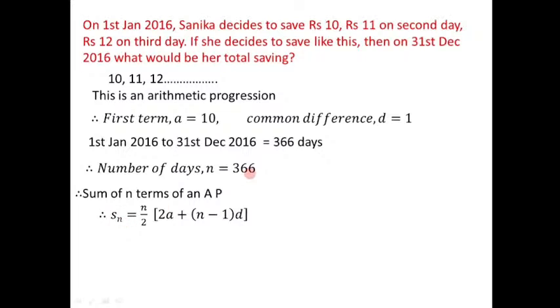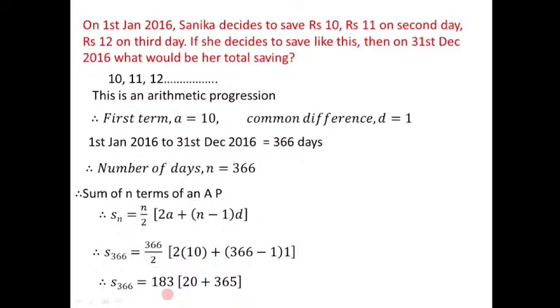So here n is 366. So instead of Sn we get S366 is equal to n divided by 2, that is 366 divided by 2, into bracket 2 into a, that is 2 into 10, plus n minus 1, that means 366 minus 1, into d, and d is 1, that is into 1. So here 366 divided by 2 is equal to 183, into bracket 2 into 10, that's 20, plus 366 minus 1, that's 365, into 1 we get 365. So if we add 20 plus 365 we get 385 into 183.